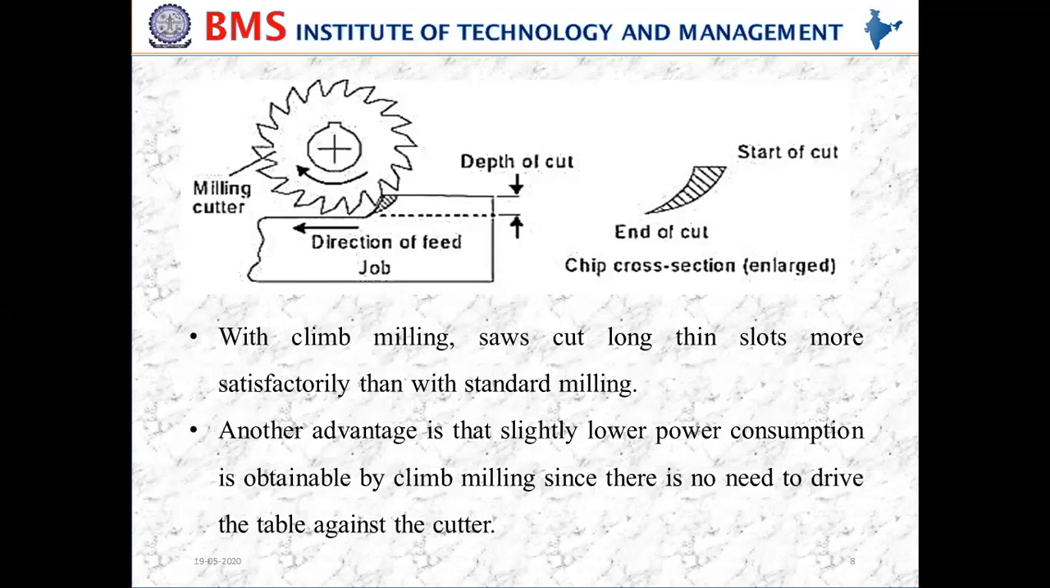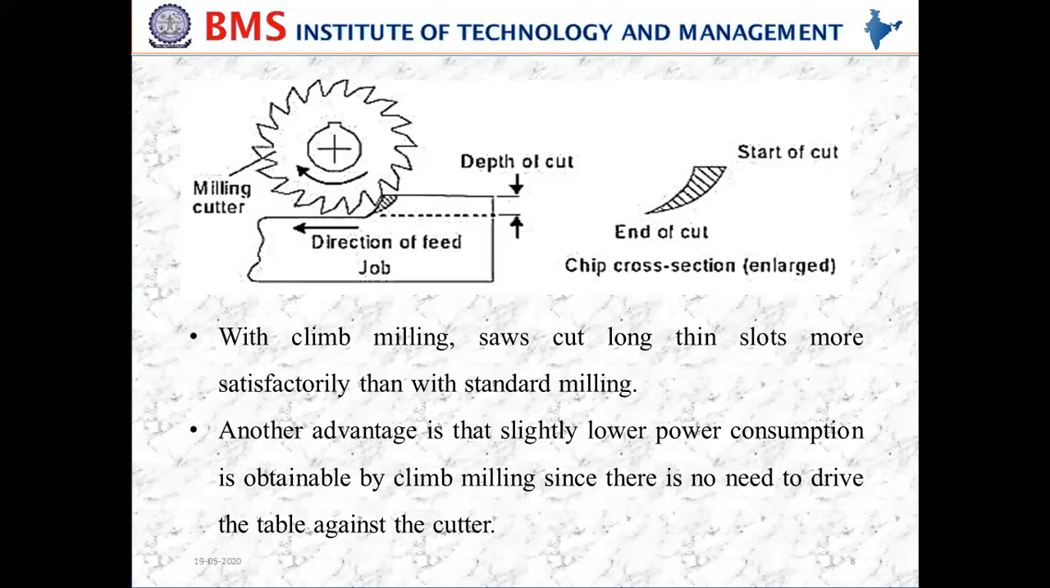And the thickness of the chip, when you compare it to up milling, in down milling it is maximum at the beginning of the cut. As it is moving from this point to this point, it is cutting at the maximum at the beginning, and that is coming down. As it is coming down, see, the cutting chip thickness is going to be minimum at this point. So the thickness of the chip is maximum at the beginning of the cut and reaches the minimum when the cut ends.